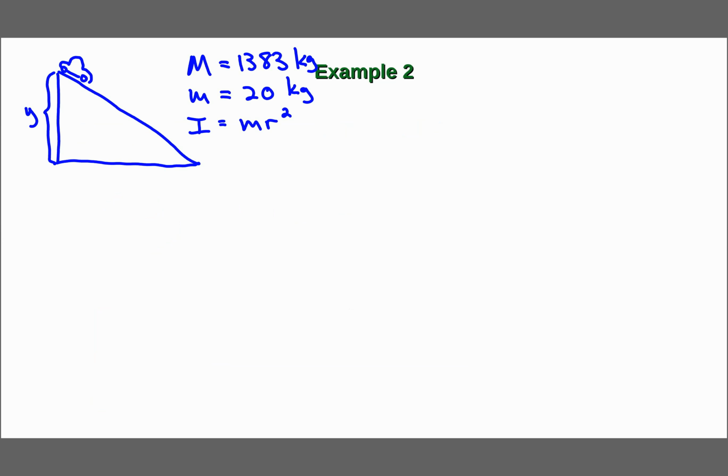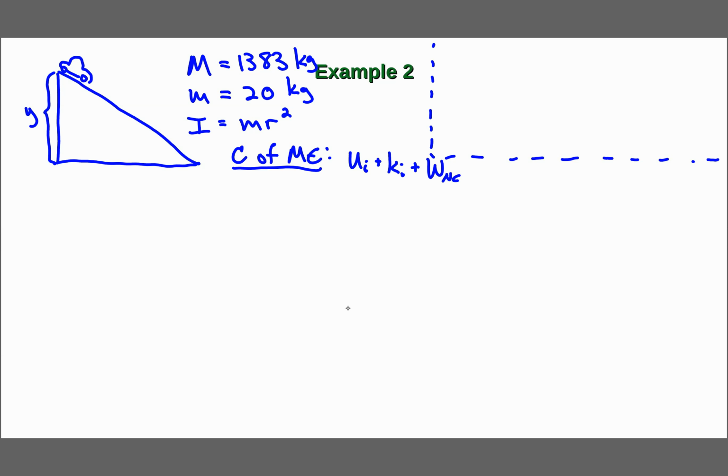Okay, so let's start this by first, up here as a little aside, doing it for sliding without friction. If we solve this problem with sliding without friction, of course we're going to use conservation of mechanical energy to solve this problem. And so we have U initial plus K initial plus work non-conservative equals U final plus K final.